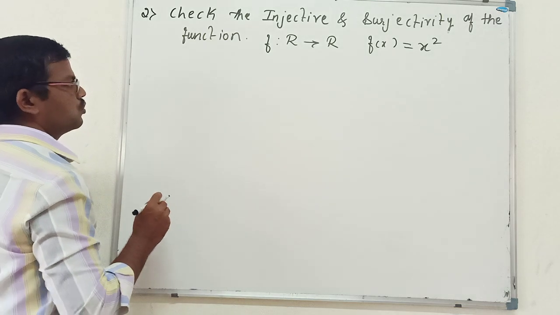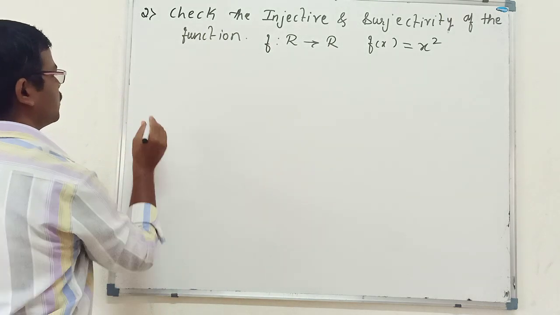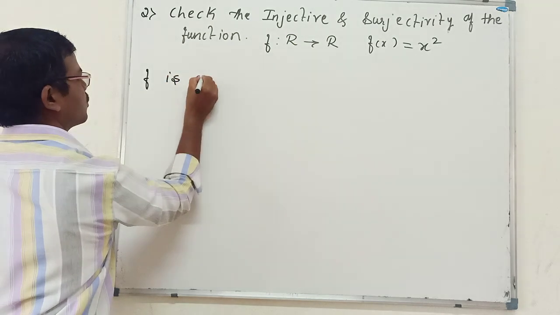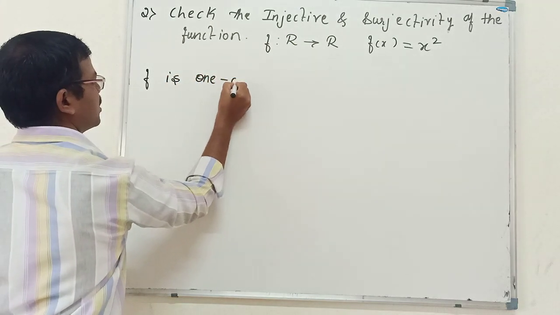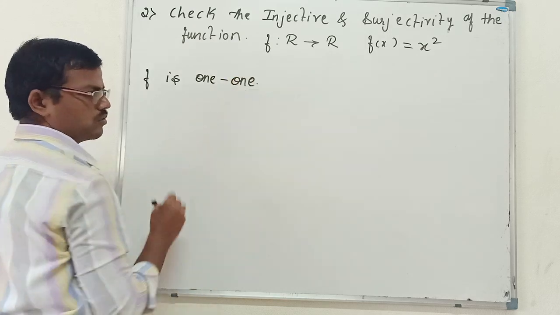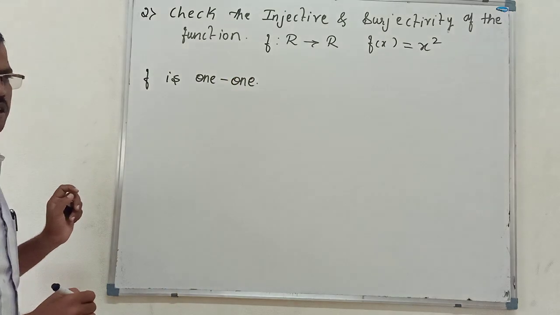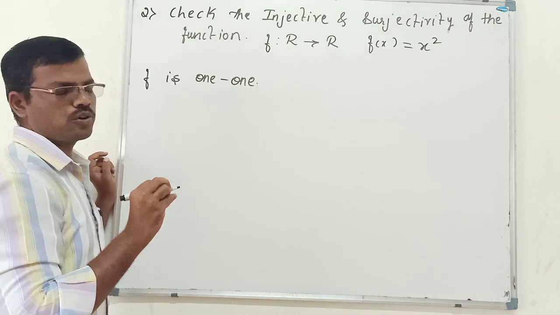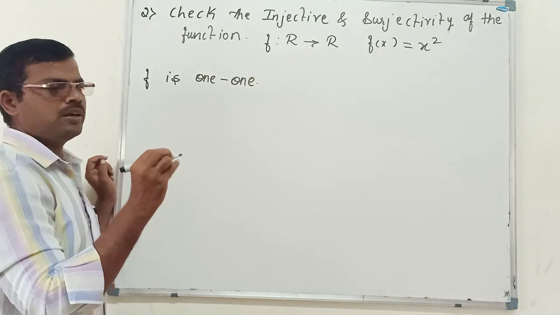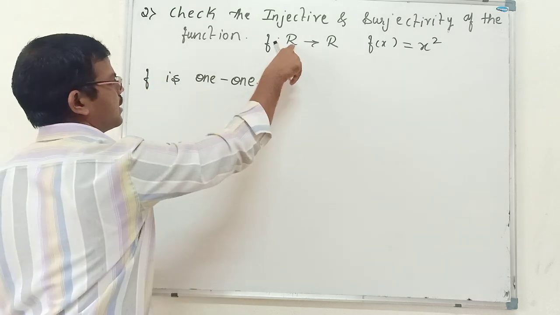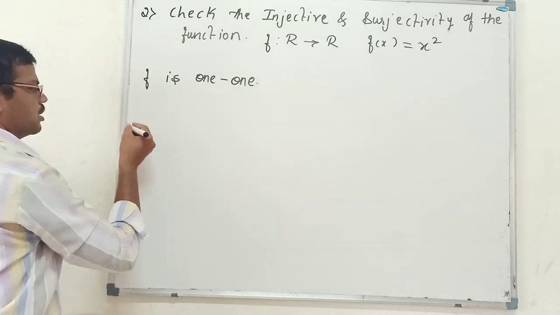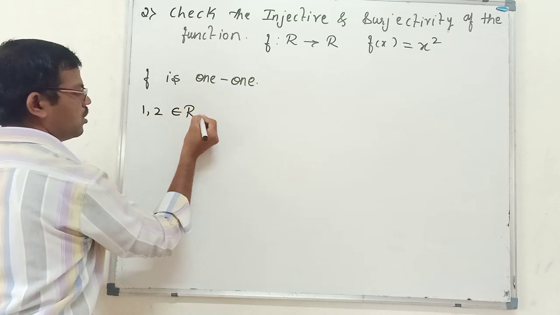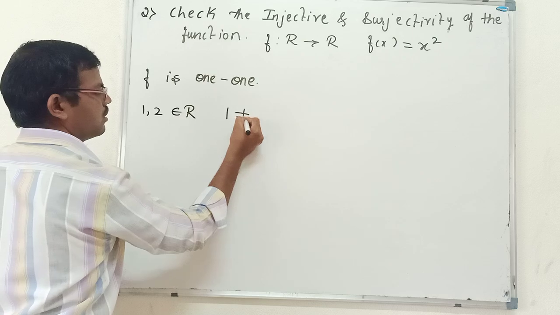So let me come to the first one, that is one-one function. First, let us check f is one-one. F is one-one means we have to show that for a different element, different image. So we know the real numbers. Like we take real numbers, for example, 1, 2 belongs to the real numbers or not? So how are they? They are different.